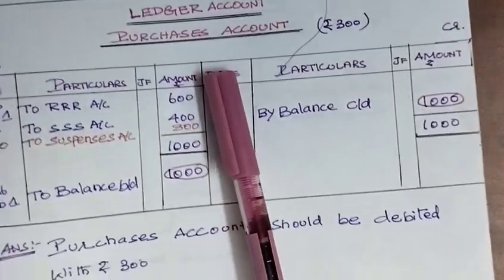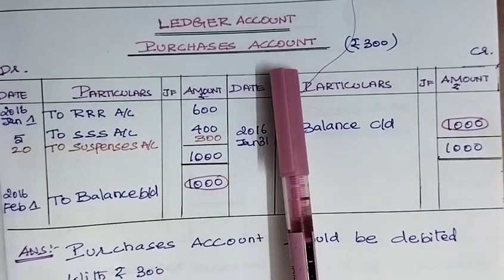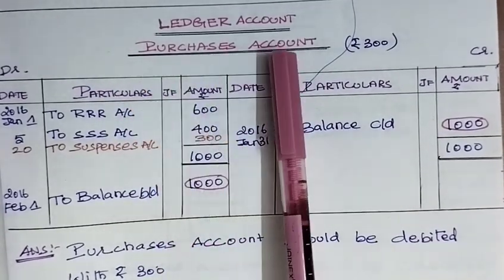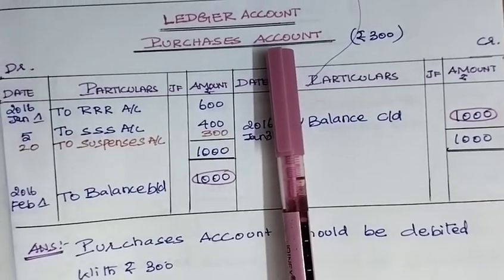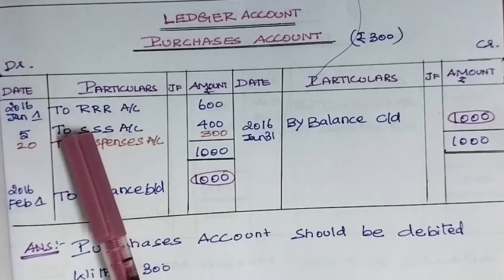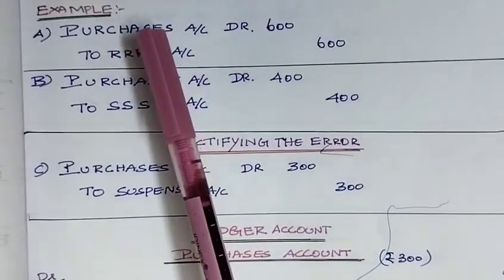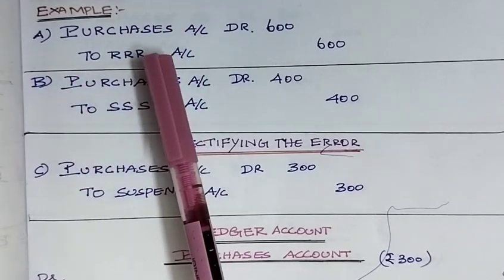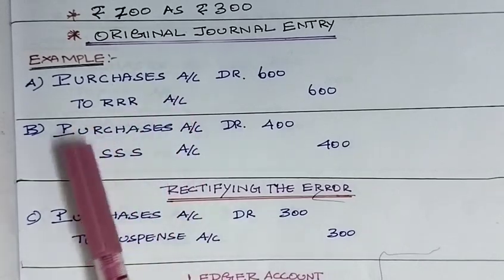So open the ledger account. What is the name of the account? Purchases account. This is the heading, and you have to write it on the top middle. Then where does the purchases account show? Purchases account always shows on the debit side. So what did we create here? Journal entries, two journal entries. What is the opposite account from the purchases account? RRR account and the SSS account.